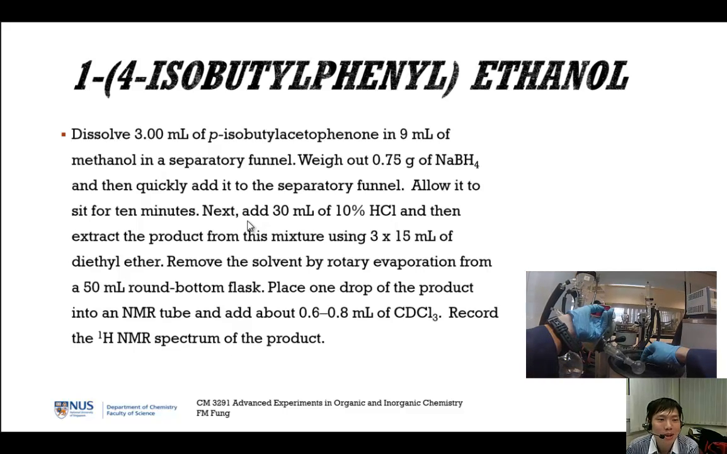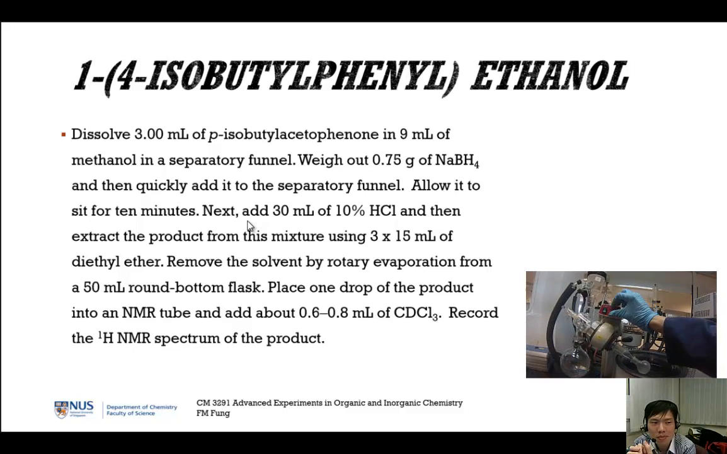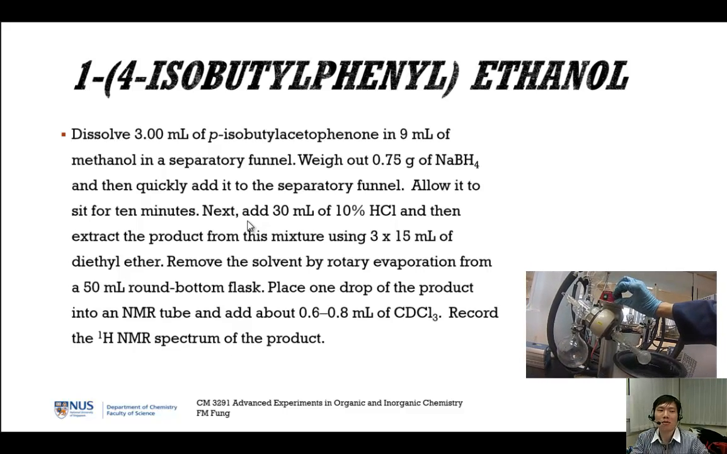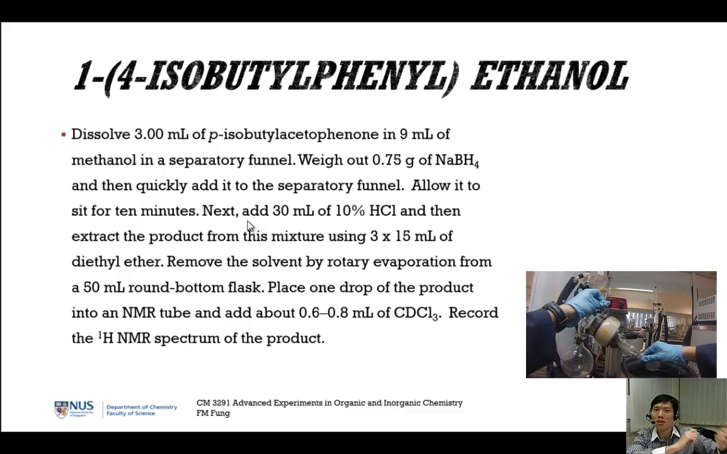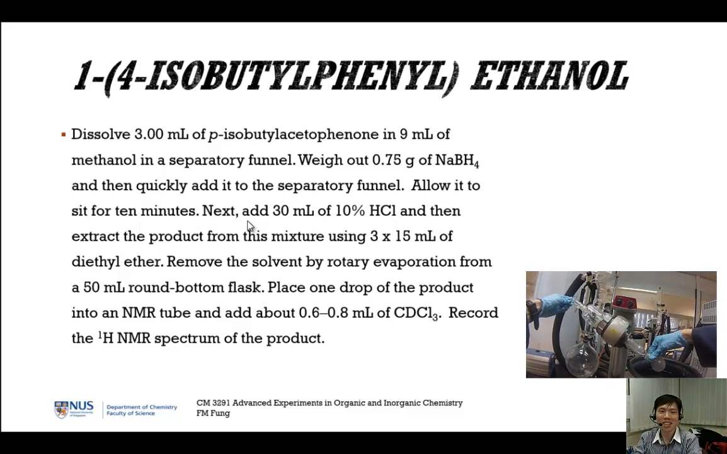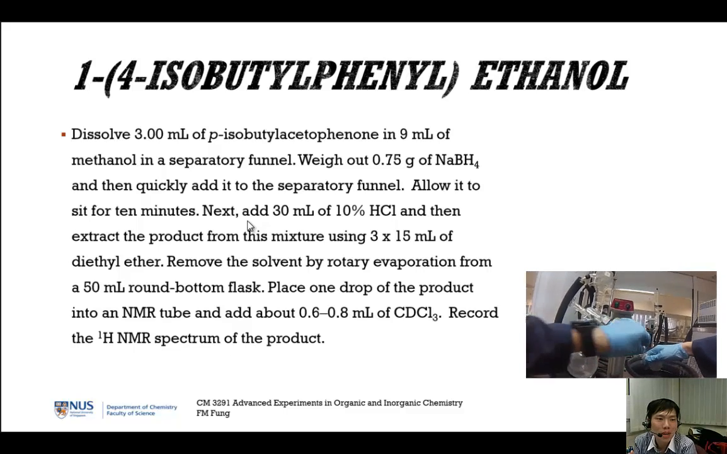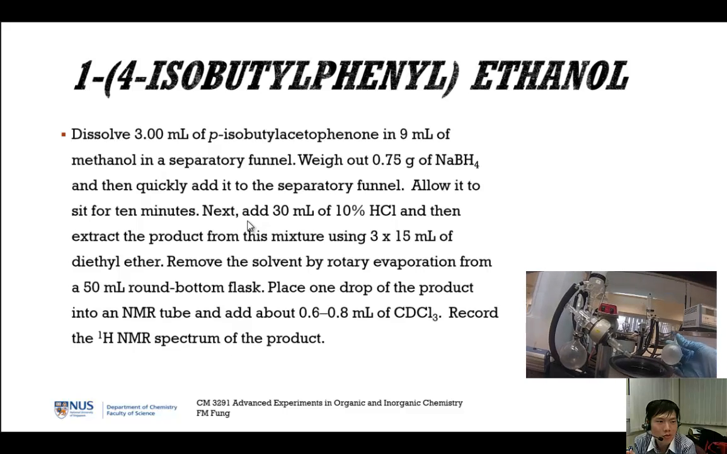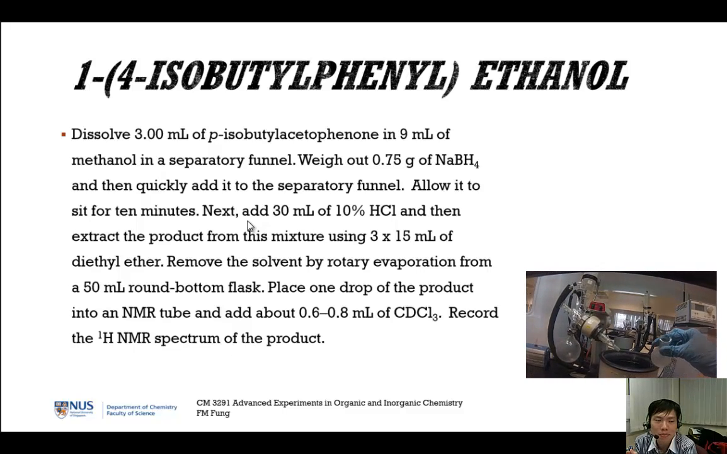Next, add 30 ml of this 10% HCl. It is corrosive, beware. And then extract the product from the mixture using 3 portions of 15 ml of diethyl ether. Ether, the smell is not so favorable. So please don't take out your separatory funnel and do the shaking outside here. Please, I don't want to see any of these. Remove the solvent by rotovap from a 50 ml round bottom flask.